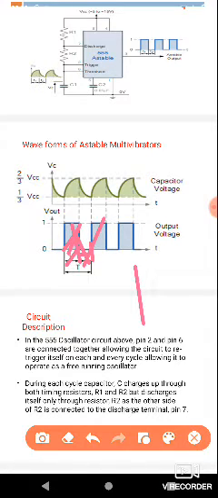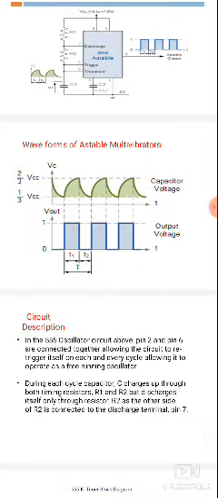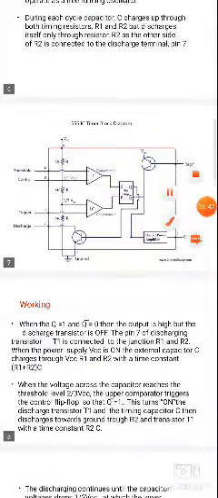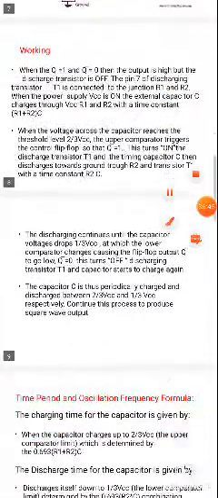Next, it depends on pin 2 and pin 6, which are the triggering and threshold inputs. The capacitor is charged through the resistors R1 and R2, and discharged through the resistor R2. Next, pin 7 is the discharge pin, and the control voltage terminal is also used. Next, the upper and lower comparators.